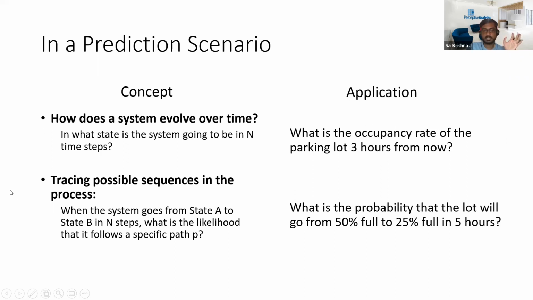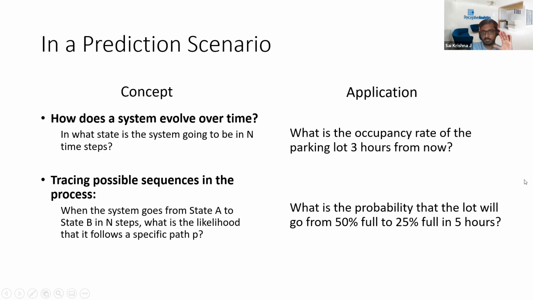Another thing that you can do with the Markov chain model is trace possible sequences in the process. That is to say, when the system goes from state A to state B in n number of steps, what is the probability that it follows a specific path P? So this is the concept.